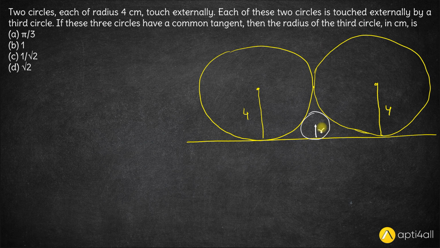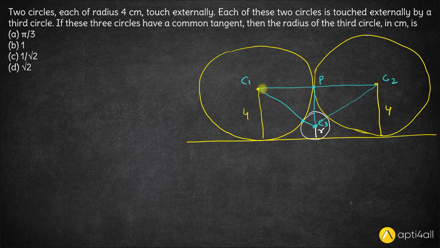Okay, so let's do one thing. Let's join the centers of these two circles, and this line will also pass through the point where the circles touch each other. Let's extend this line completely. So let's say this is C1, this is point P, this is the center of the third circle C3. Also let's join C3 and the center of the second circle C2.